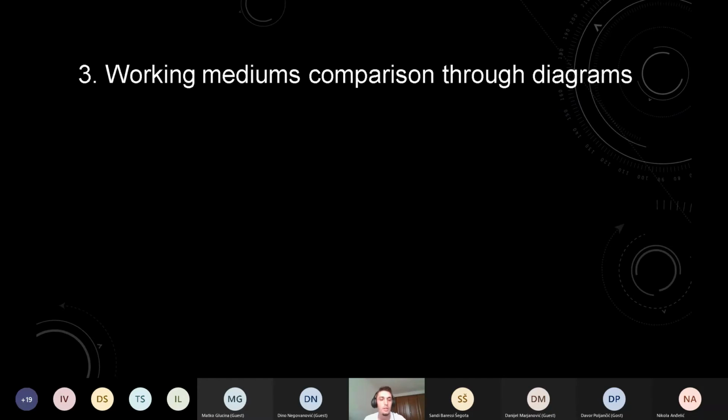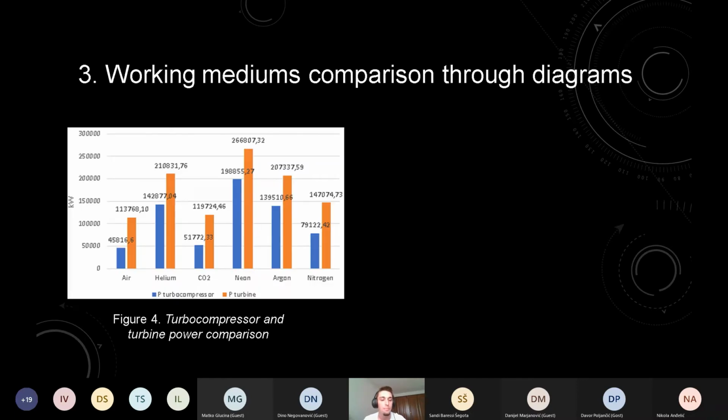Next 3 slides will be on comparison between all 6 working mediums that I just mentioned, but also with air. In figure 4, power that is required to drive the turbo compressor was first compared with total power developed by the turbine. Working medium that had the lowest required driving turbo compressor power was air, while the highest turbo compressor power was achieved by neon. Respectively, working medium that had the lowest total power developed by the turbine was also air, while the highest turbine total power was achieved by neon.